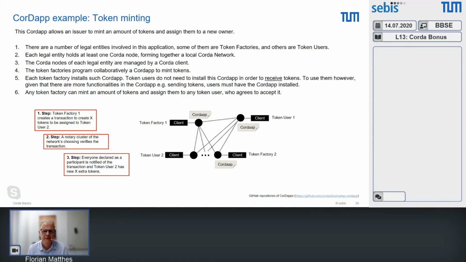And again, this is the most simple distributed app one could think about. It's token minting. The idea is that an issuer can mint an amount of tokens and assign them to a new owner. That's the basic idea. So we have a token, and now we don't want to talk about moving tokens around, but simply generating the initial amount of tokens and assigning them to a new owner.